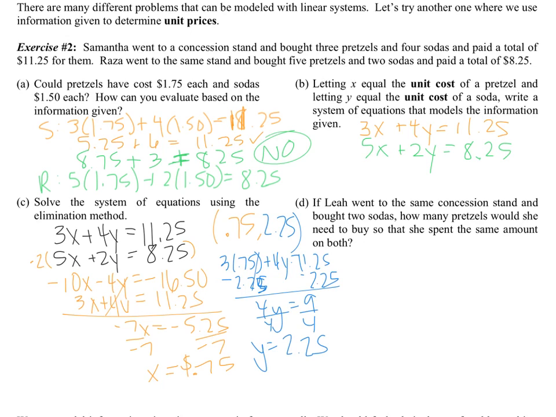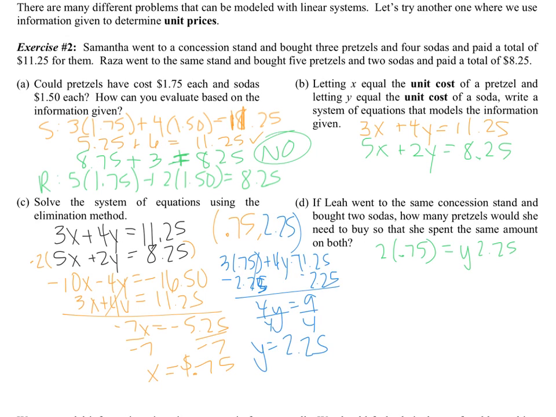So if Leah went to the same concession stand and bought 2 sodas, how many pretzels would she need to buy so that she spent the same amount on both? So if she bought 2 sodas, and we know that the sodas are 75 cents, so 2 times 75, we want to know how many pretzels she would need to buy.